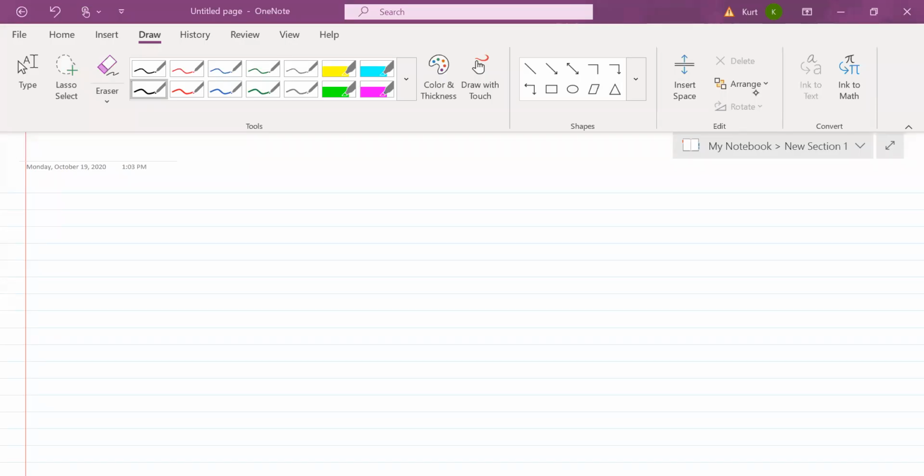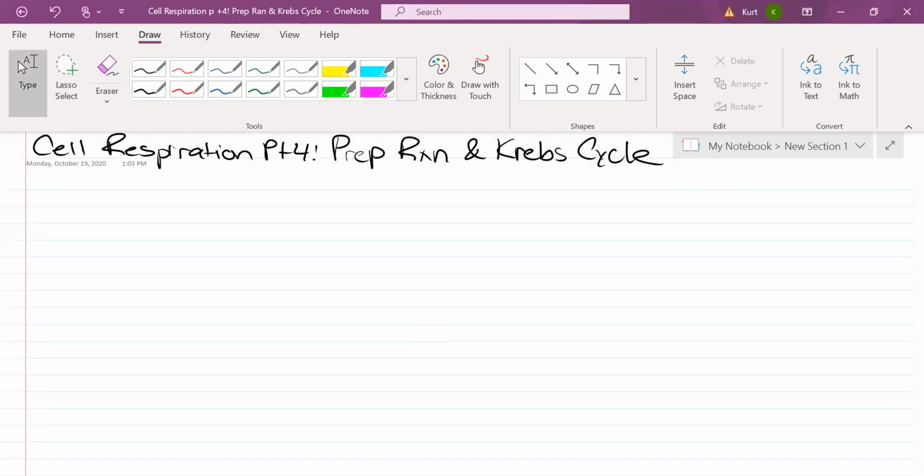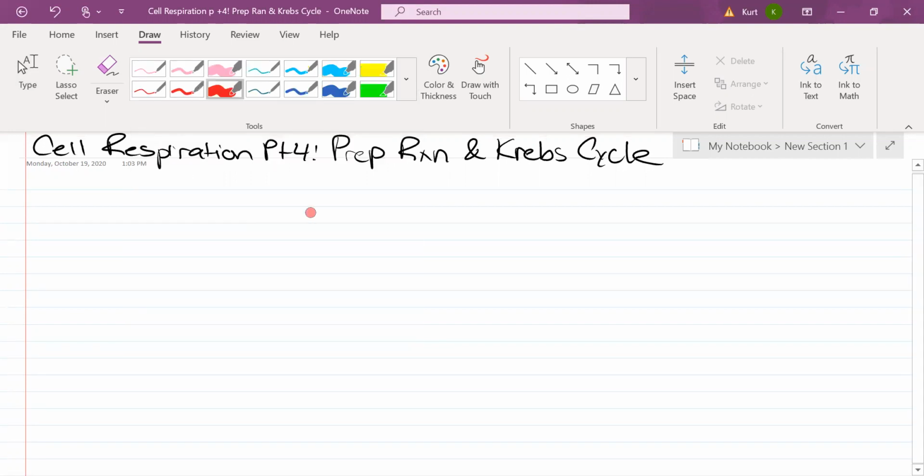Okay, today we're going to start cell respiration, part 4. It's going to be the prep reaction and Krebs cycle. We're finally moving into the mitochondria, powerhouse of the cell. This is where a lot of ATP synthesis occurs. Far more ATP is made here than how much ATP is made without the mitochondria or without oxygen.